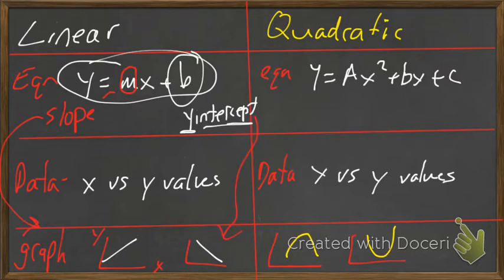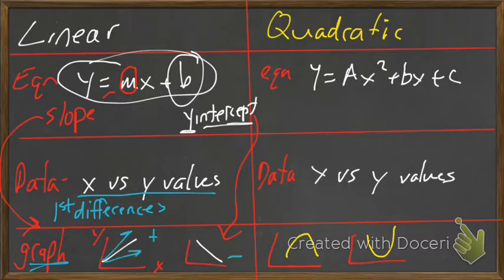The data from a linear equation comes from the x and y values, primarily the first differences. When you consider the graph of a linear equation, what you'll end up with is a positive correlation or a negative correlation. So if you have any graph going upward, it's going to be positive. Any graph going down is going to be negative.